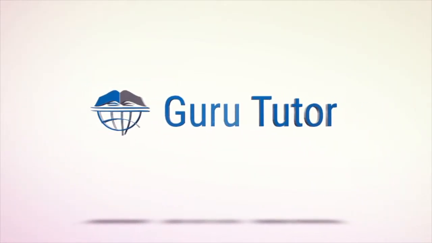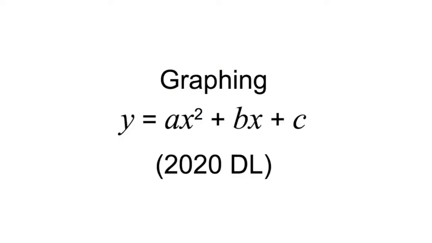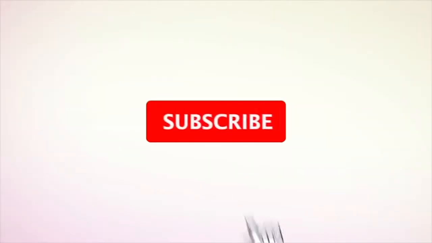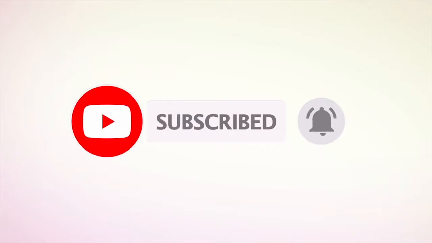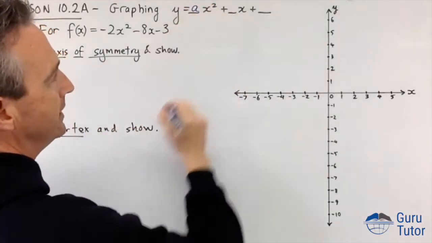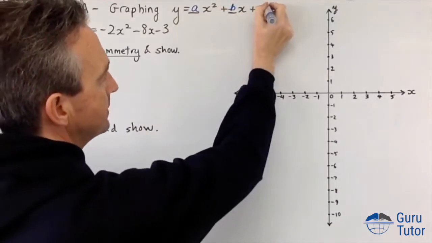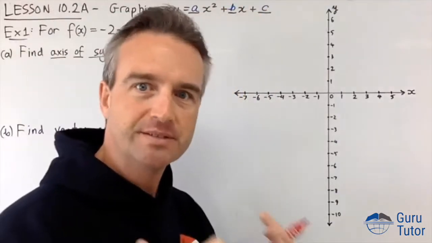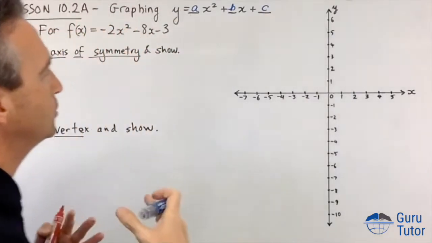And moving on with parabolas, we're going to look at graphing y equals ax squared plus bx plus c using the axis of symmetry formula x equals minus b over 2a. Here we go. What we're doing now is graphing the full ax squared plus bx plus c equation for the equation of a quadratic function.